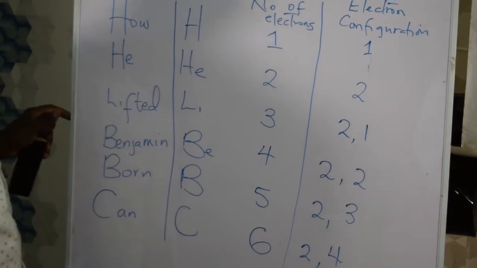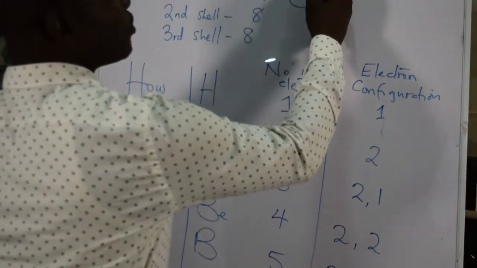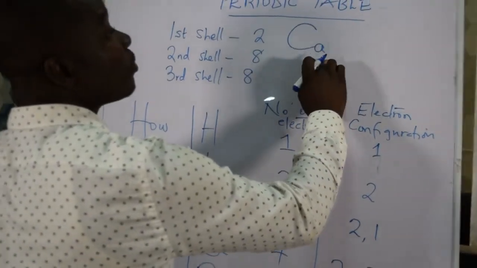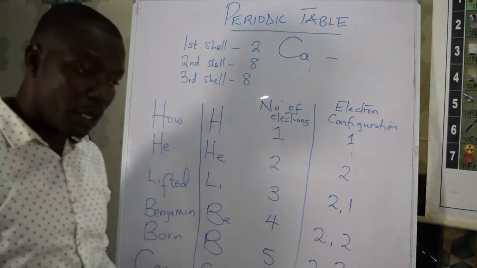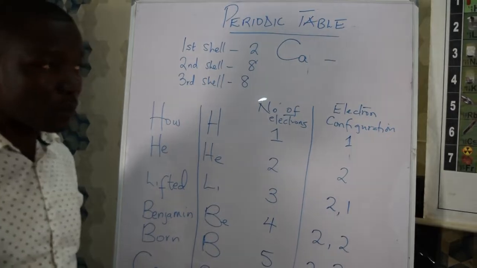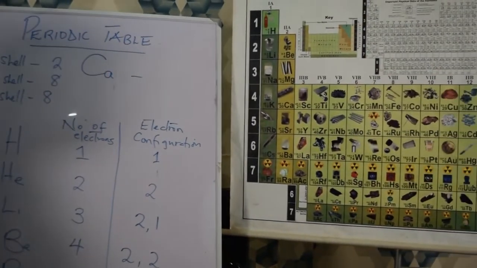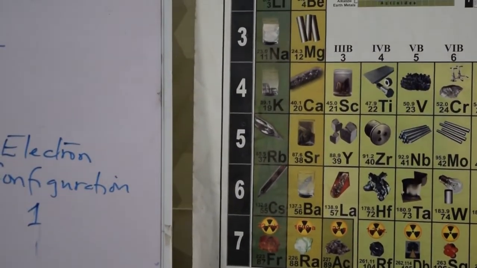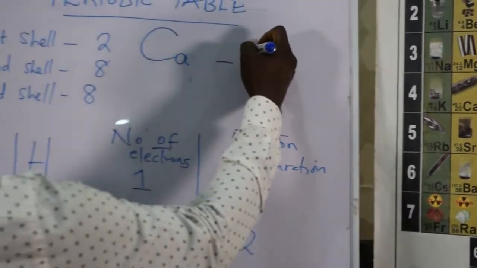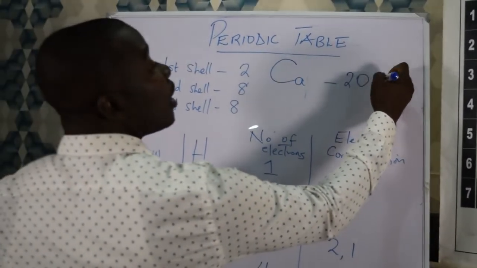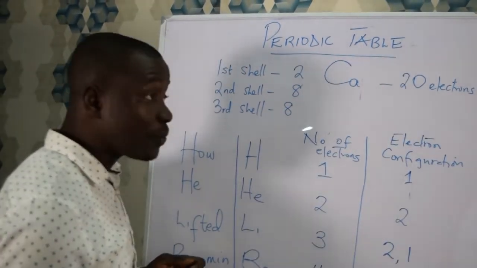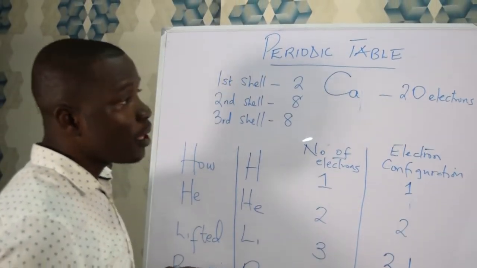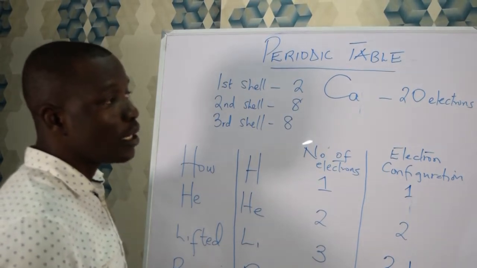Now, can we try this? Calcium. In fact, those of you that know the position of calcium in the periodic table, calcium is element number 20. So it confirms that calcium has 20 electrons. That is why I want you to be able to recite, at least, the first 20 elements. So you realize that calcium has 20 electrons.